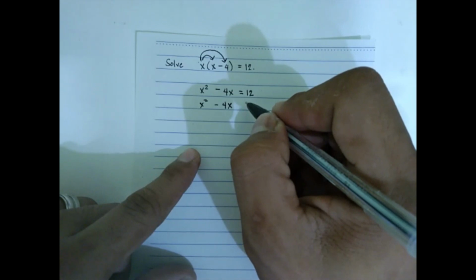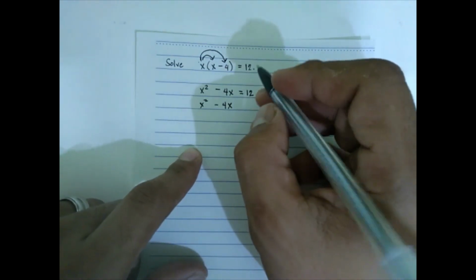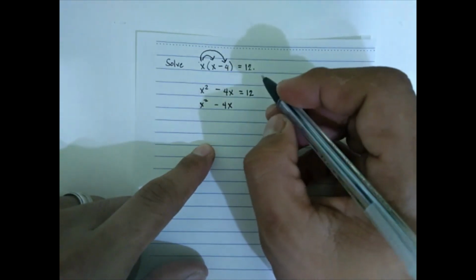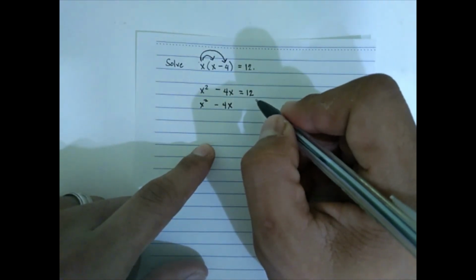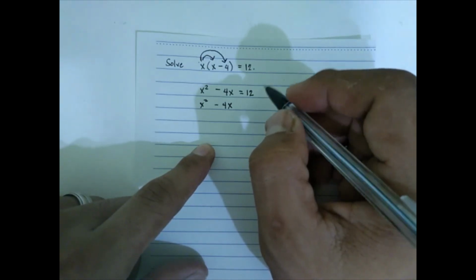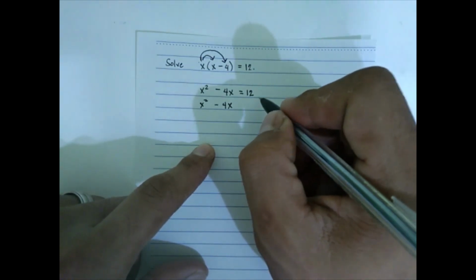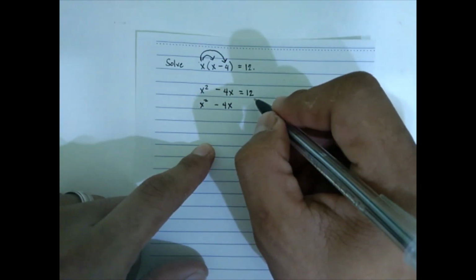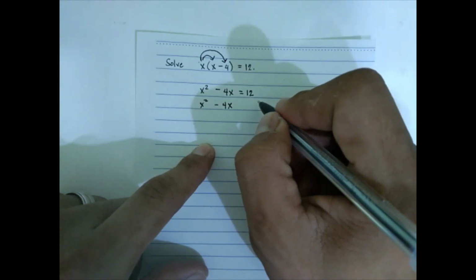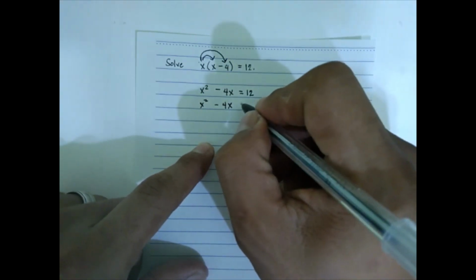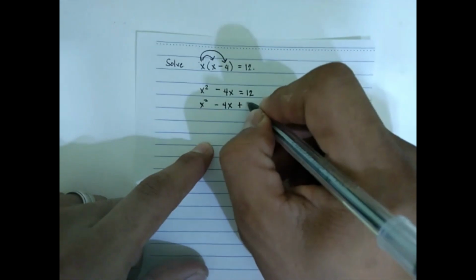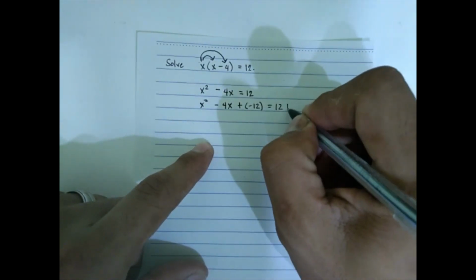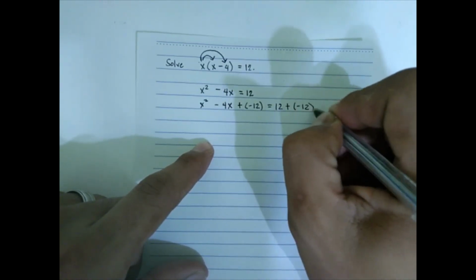So, paano natin gagawin yun is we use the addition property of equality, which is i-add natin kung ano yung opposite nung eliminate natin dun sa right side ng equation. So, in this case, positive 12 yan. So, i-add natin is yung opposite ng positive 12, which is negative 12. So, plus negative 12 is equal to 12 plus negative 12.